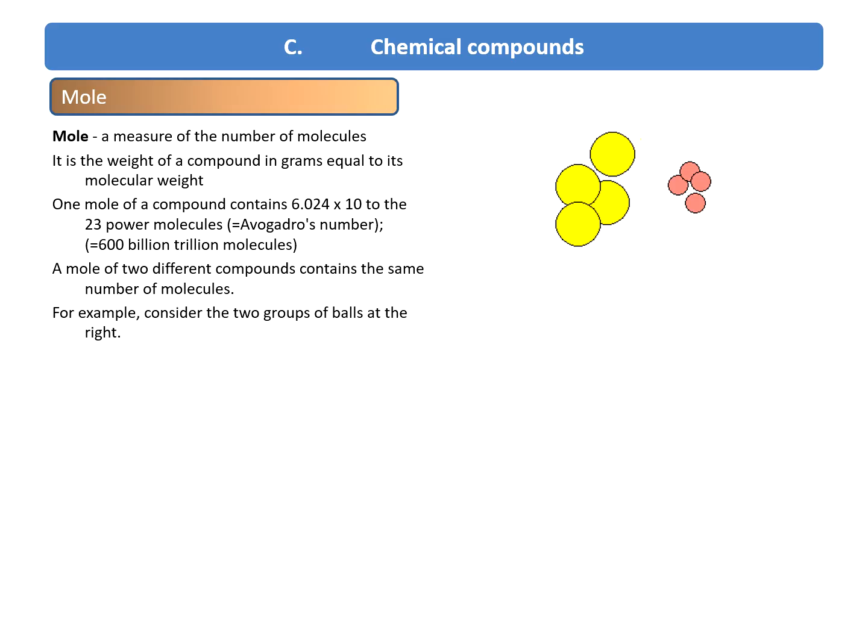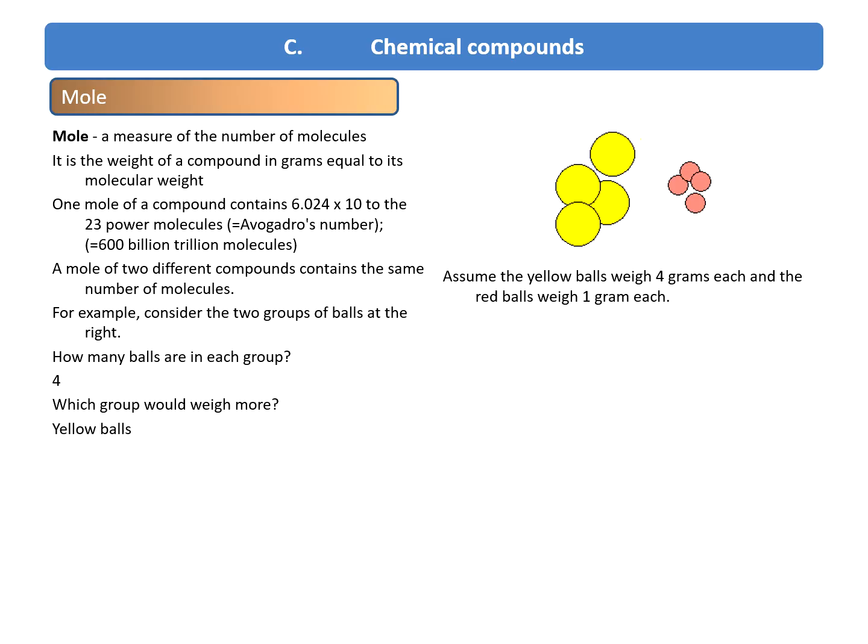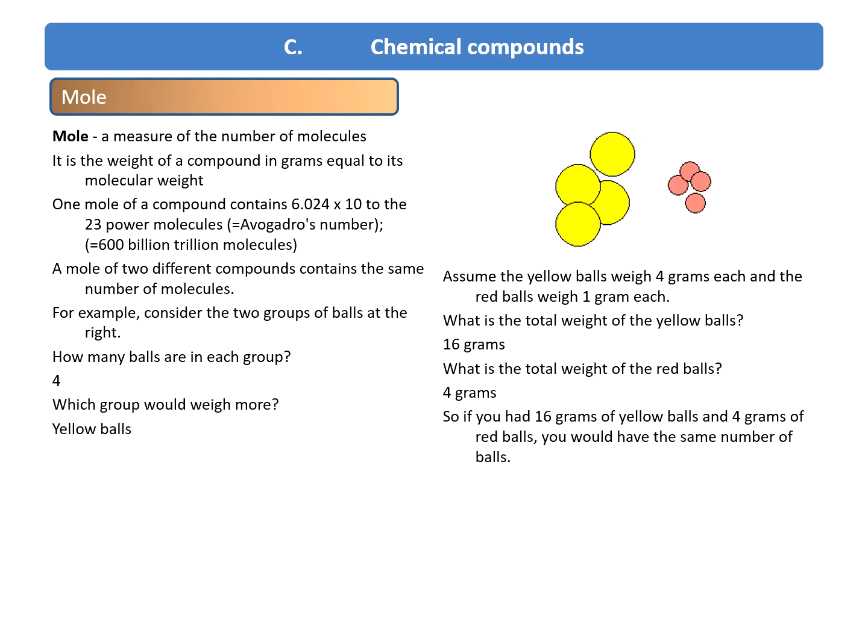Let's consider 2 groups of balls. How many balls are in each group? 4. Which group would weigh more? The yellow balls. Why? Because they're bigger. Assume the yellow balls weigh 4 grams each and the red balls weigh 1 gram each. What is the total weight of the yellow balls? 16 grams. What's the total weight of the red balls? 4 grams. So, if you had 16 grams of yellow balls and 4 grams of red balls, you would have the same number of balls.